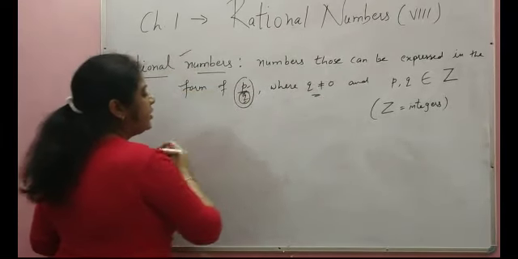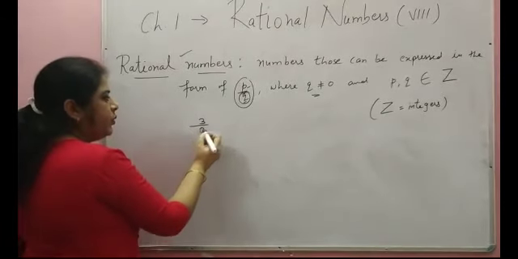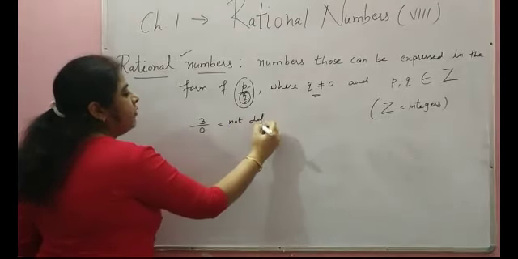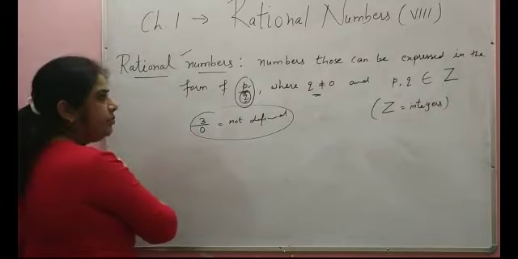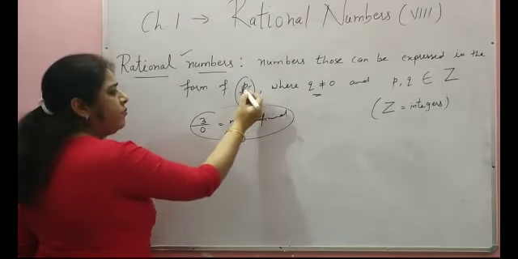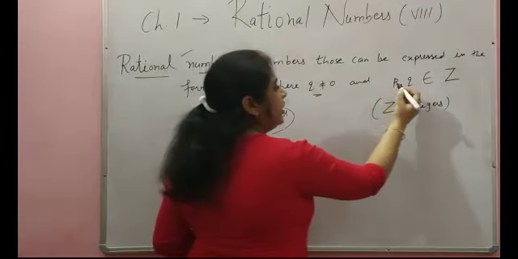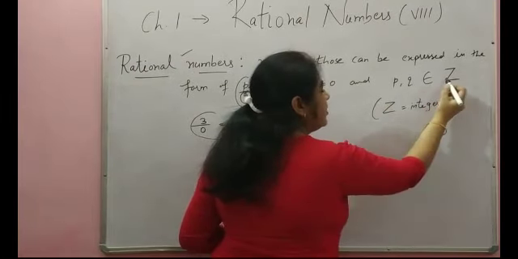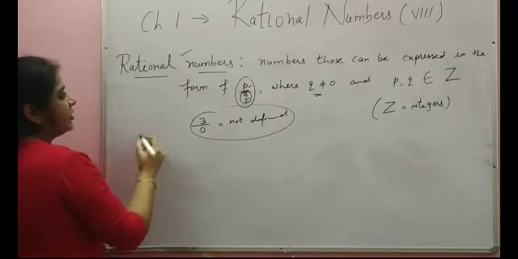Why not equal to 0? Just suppose we take the denominator as 0. As we know, if the denominator is 0, the number is not defined. The number is not defined. How can this be a rational number? So, it's a number which can be expressed in the form of p by q, where q is not equal to 0, and with the condition that p and q belong to integers.